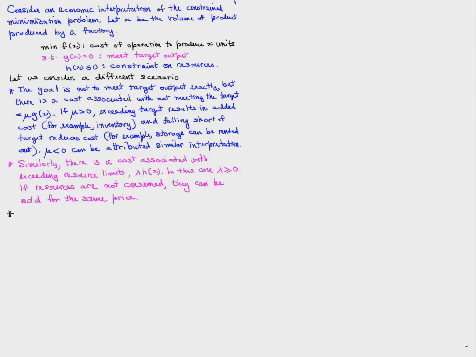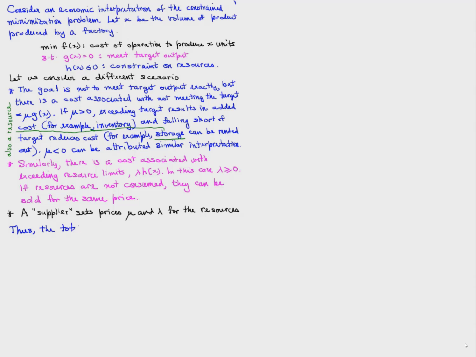Now, there is a supplier who sets the prices mu and lambda for these resources, because the target constraint can also be thought of as a resource. For example, the storage space can be thought of as a resource. So there's a supplier who sets these prices.